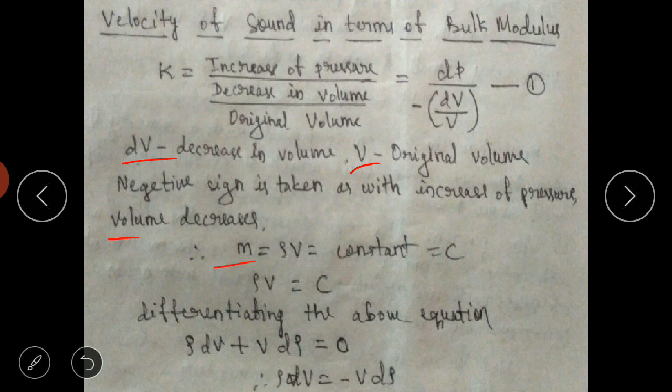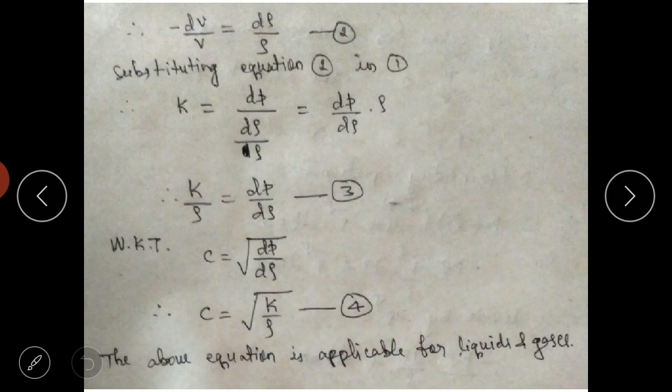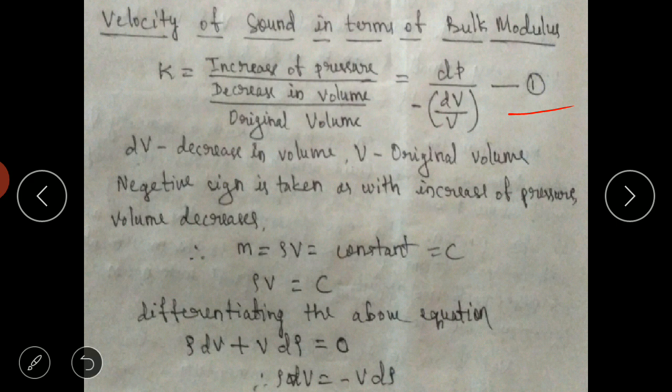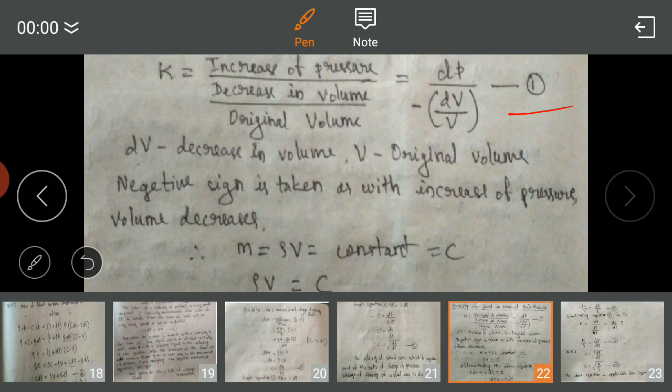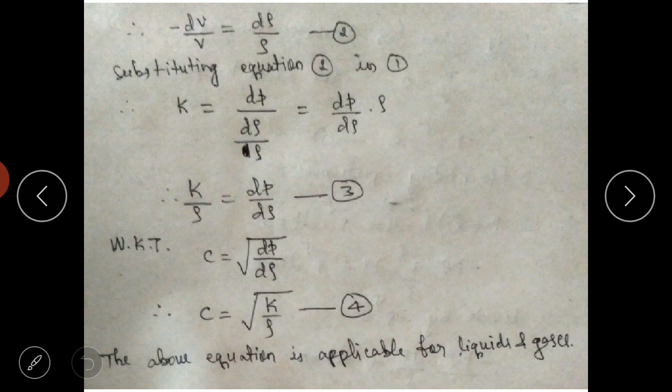We know mass is equal to rho into V, which is constant because you cannot create or destroy mass. Differentiating the equation, rho dV plus V d rho equals zero. So rho dV is equal to minus V d rho. Rearranging, minus dV by V is equal to d rho by rho. Substituting equation 2 in equation number 1, so our equation number 1 is this.